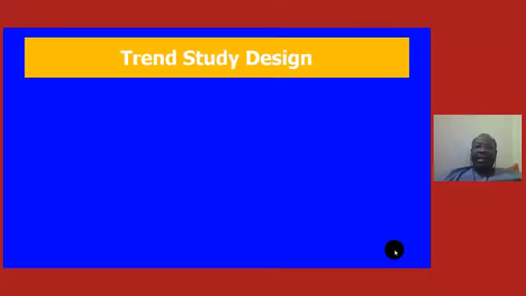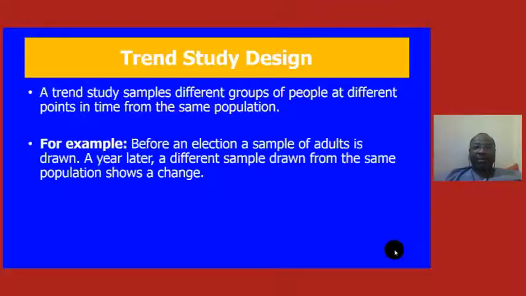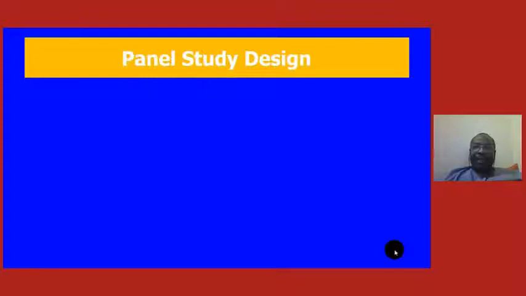Trend study design. A trend study samples different groups of people at different points in time from the same population. For example, before an election, a sample of adults is drawn. A year later, a different sample drawn from the same population shows a change. In trend studies, researchers can examine patterns of change and make predictions about future directions. Panel study designs.